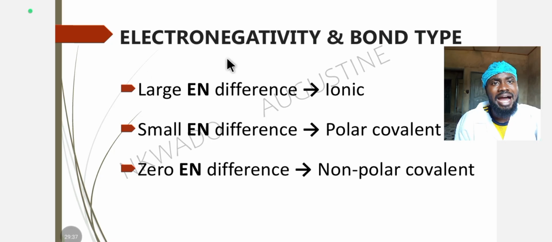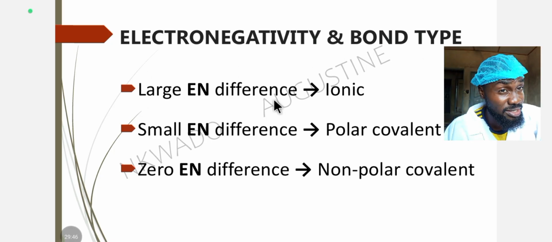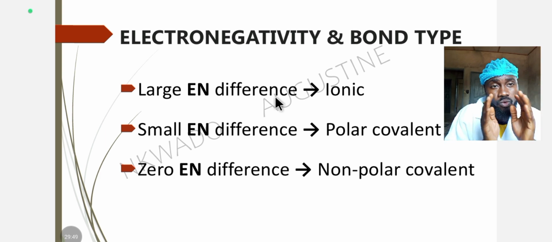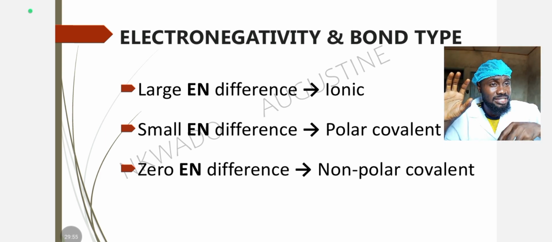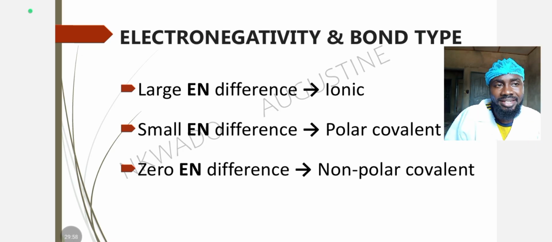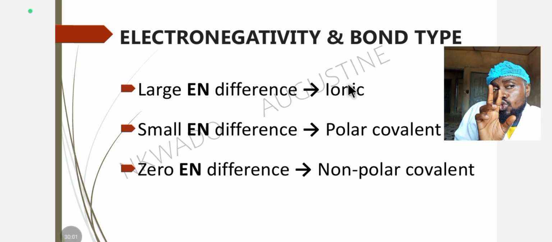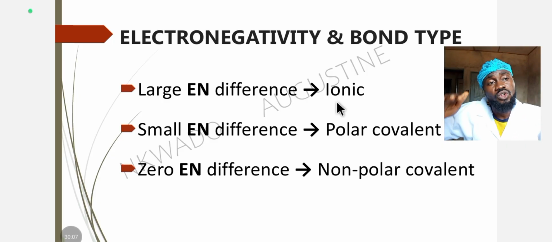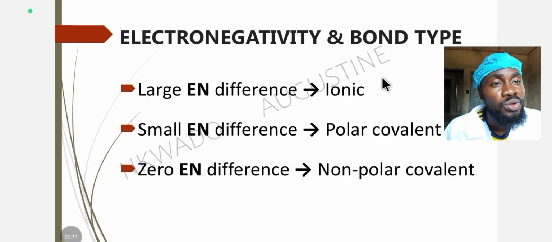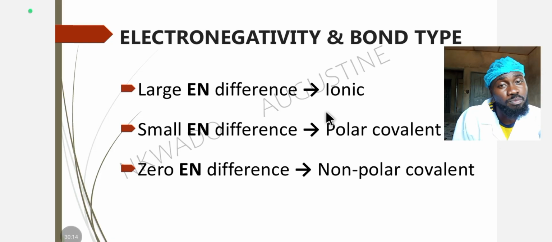Now, let's look at electronegativity and bond type. For elements with a large electronegativity difference, maybe this one is very reactive, this one is weakly or poorly reactive, then the bond that will exist between those two elements or substances is ionic. When one is highly reactive, the other one is poorly reactive, you should expect an ionic bond. This one is another expo for your JAMB UTME.